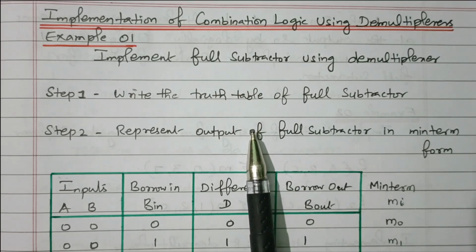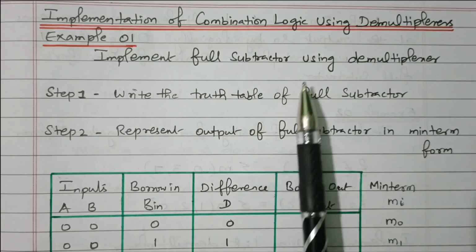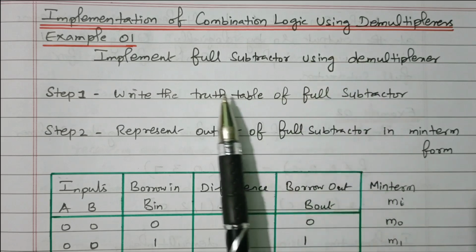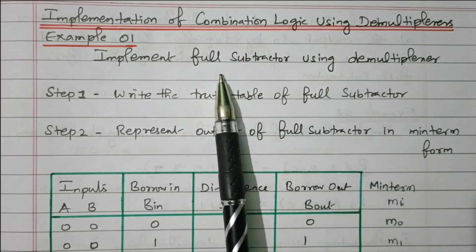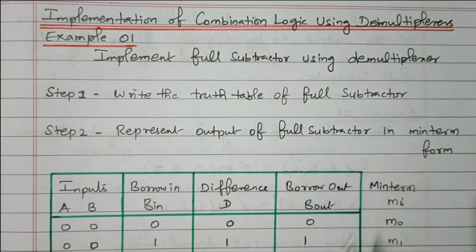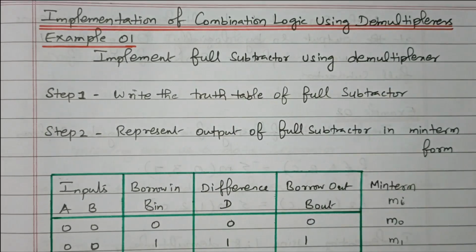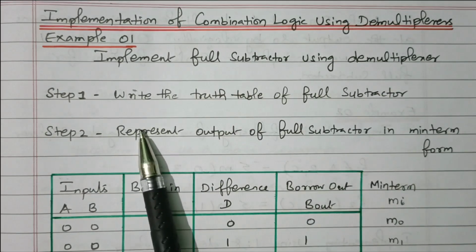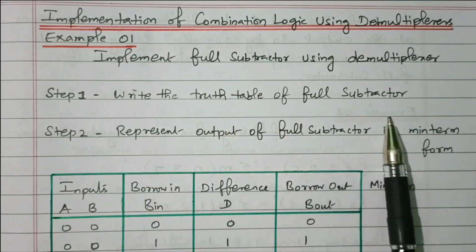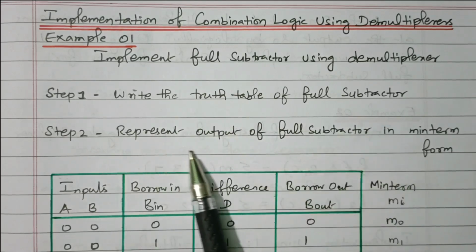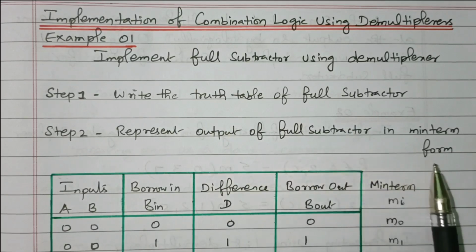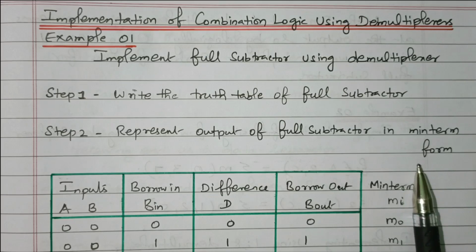Now we'll go to the topic: implementation of combinational logic using demultiplexer. Here we are going to implement the full subtractor using the demultiplexer. So in the first step, we need to write the truth table of the full subtractor. Then we need to represent the full subtractor in the min term form, because in a demultiplexer we get the min term as an output.